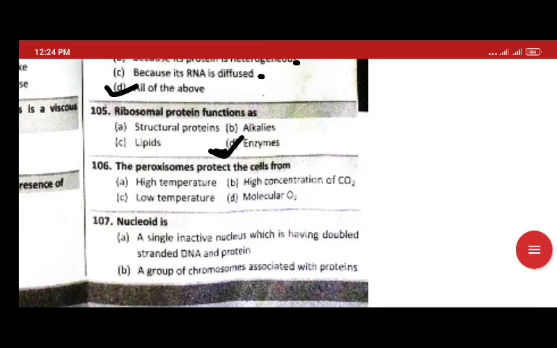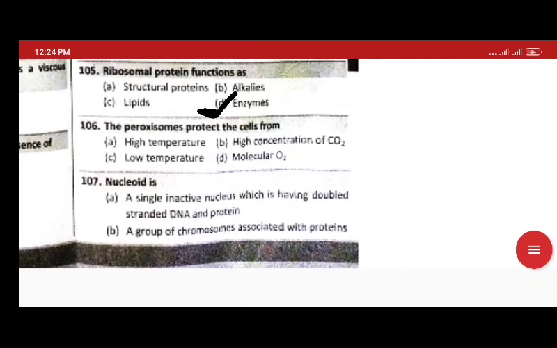Enzymes, because protein is what? Enzymes. So 105, option D is right. Now 106: the peroxisome protects the cell from what? UV ray. You can see UV ray, peroxisomes, and oxygen 2. Oxygen 2, that is 106 D, molecular oxygen, that is D.